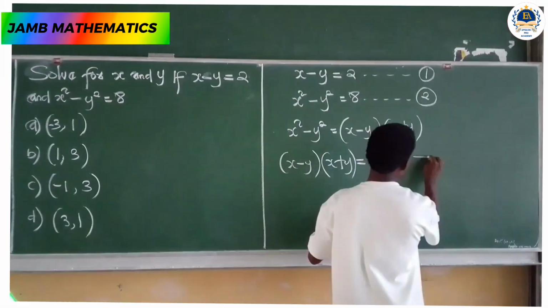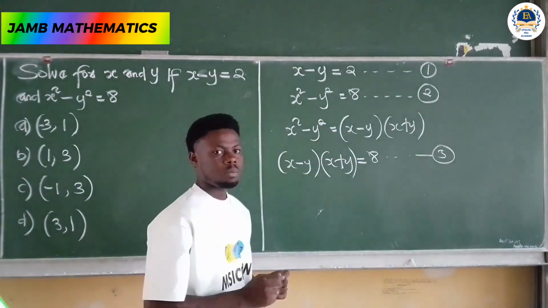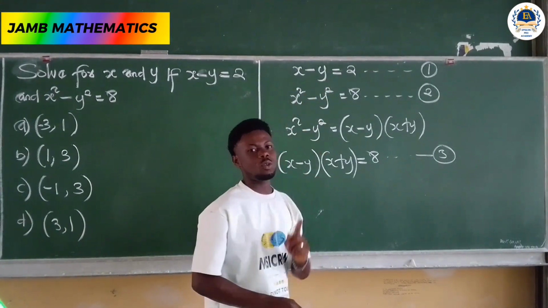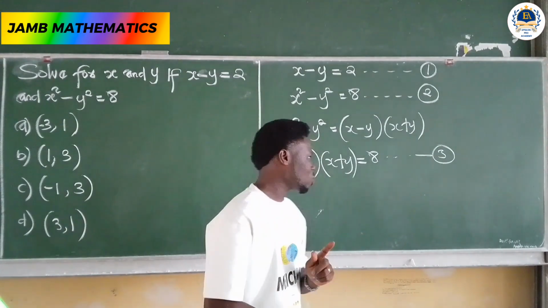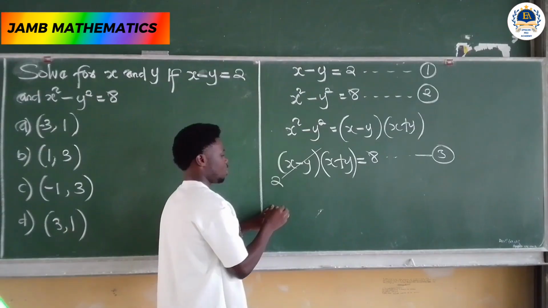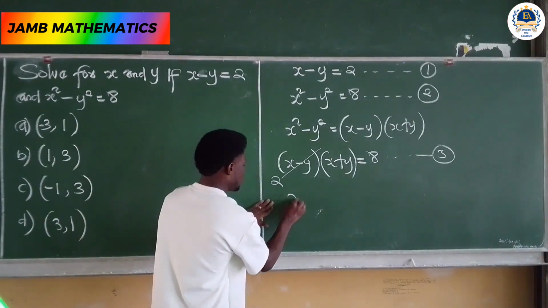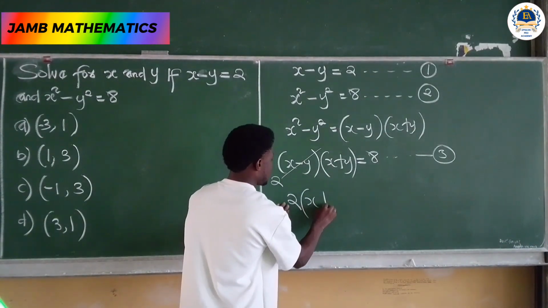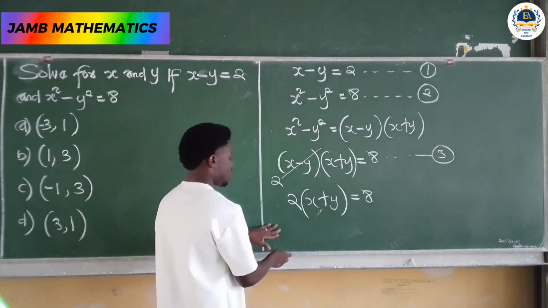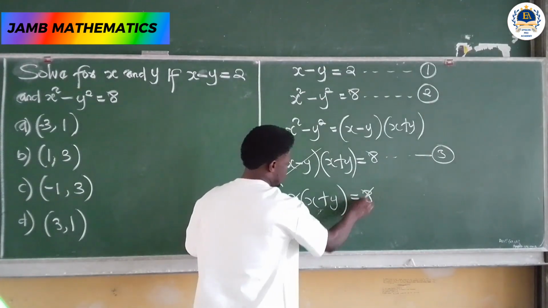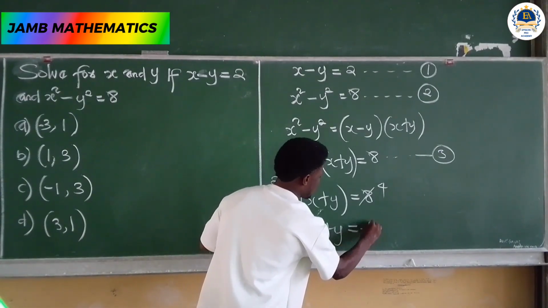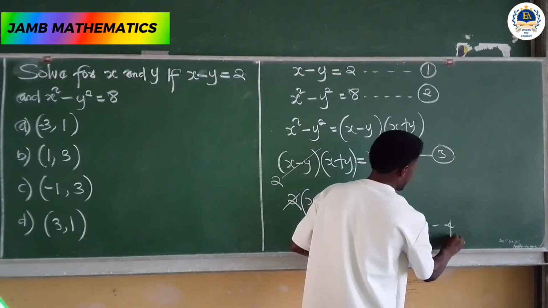Let me call this my equation 3. But from equation 1, x minus y is equal to 2. That is to say, everything in this bracket gives 2. So let us do the substitution. We have 2 into x plus y is equal to 8, which is 2 here, 2 here, 4. So we are having x plus y is equal to 4. Let me call this my equation 4.